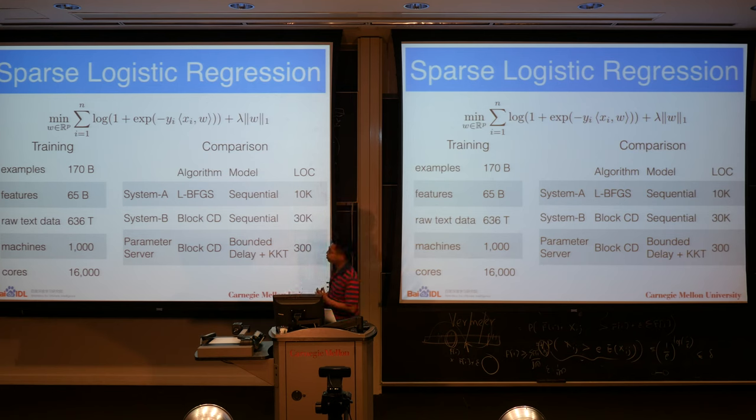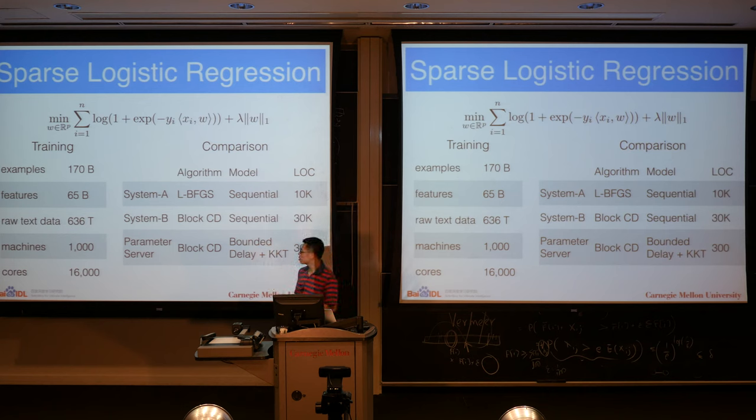The data set we use comes from computational ads. We discussed this application two days ago. We have 170 billion examples, which is about, I think, several months of logs. Given this sample, we generate about 65 billion features. You have a lot of feature groups, n-grams, sessions, combinations, so you have so much data. The raw text data is about 600 terabytes. So yeah, it takes a while to read the data into the training machines.